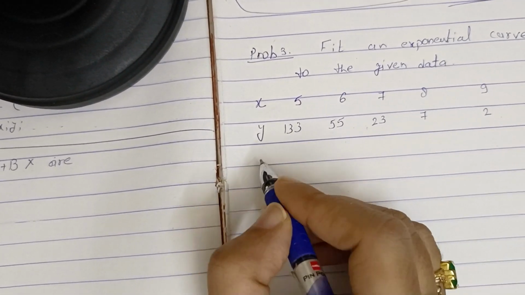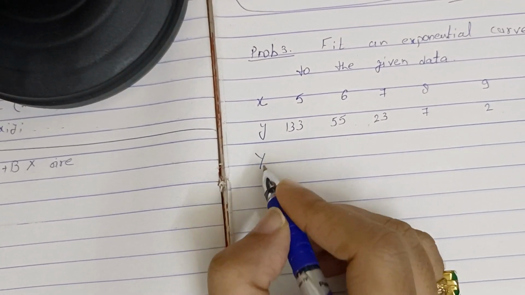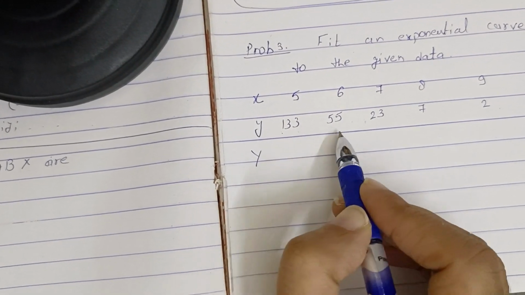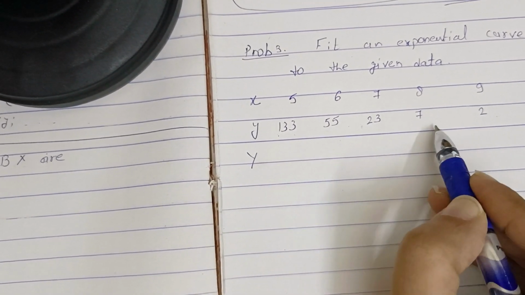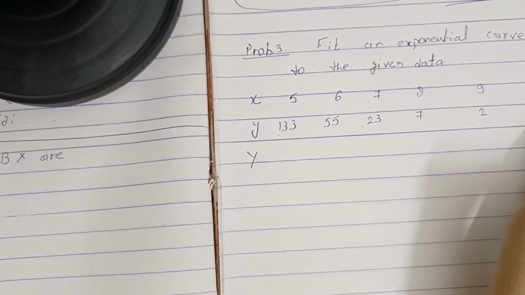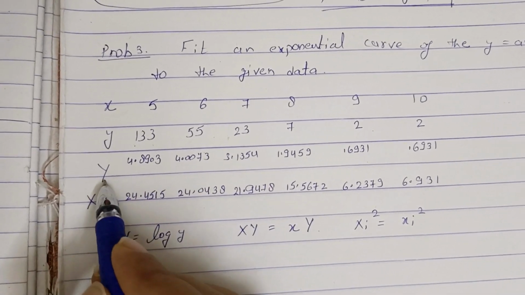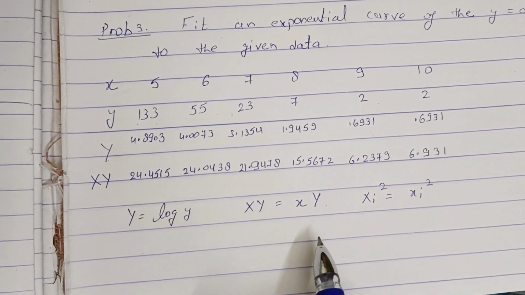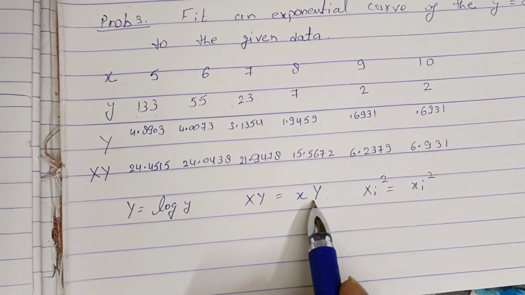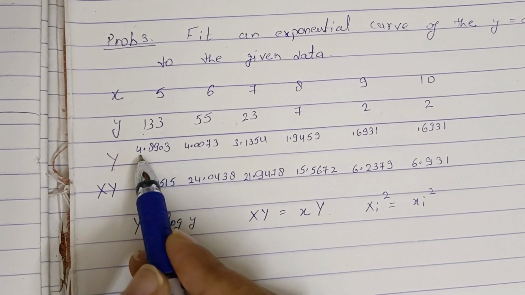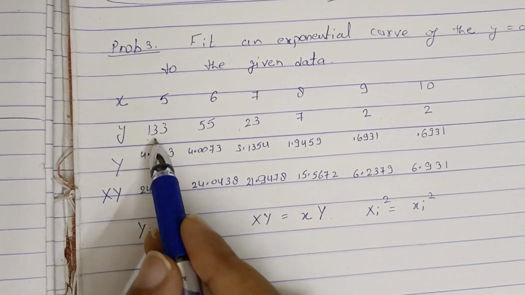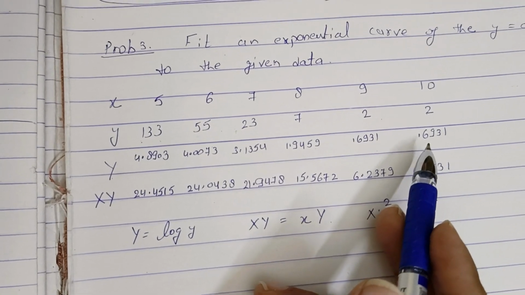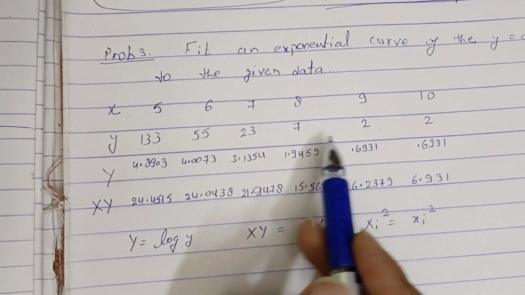What do you need to compute? You need to compute capital Y first of all, and capital Y is log y. So you have to compute log of 133, log of 55, log of 23, log of 7, log of 2, log of 2. Here we have computed capital Y, which is nothing but log of y. Capital X into Y is nothing but small x into capital Y. These are the values, you can cross check them. Log 133 is 4.8903. Likewise, I have computed the log of each and every small yi.